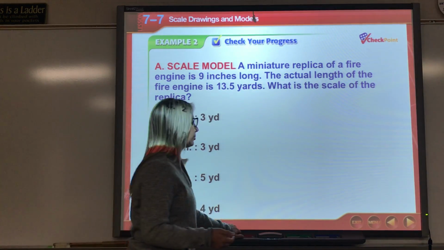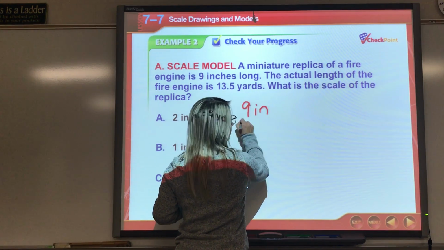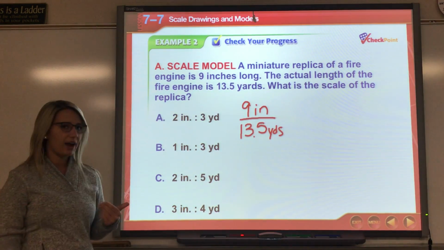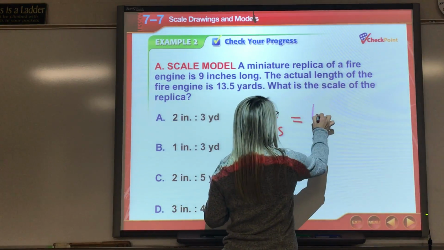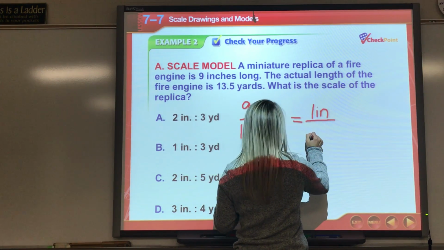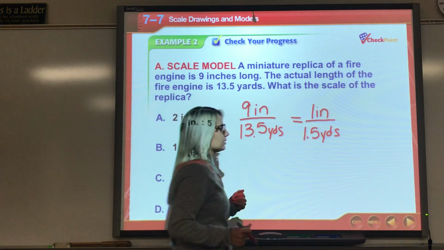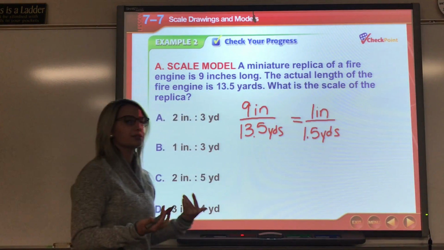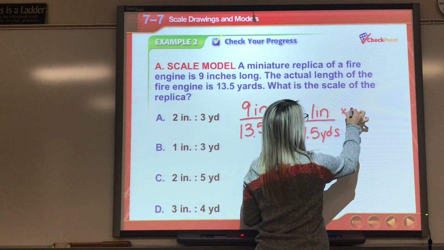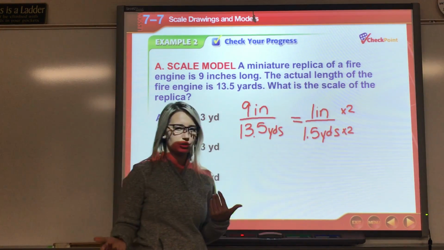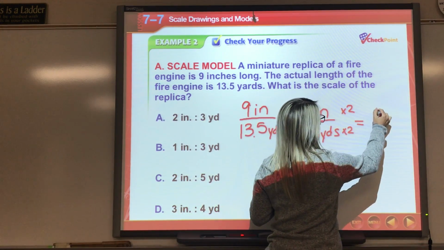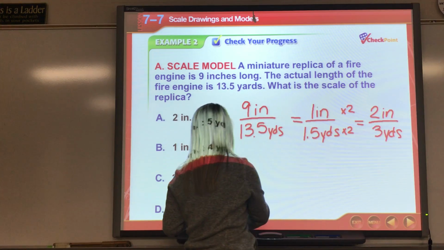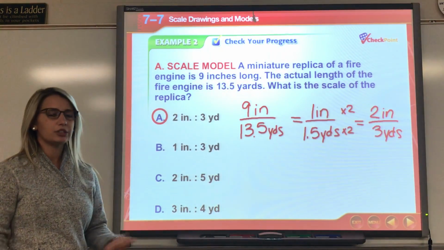The way that we'll set this up is like this. We would say 9 inches over 13.5 yards. Simplify that down to get 1 on top. So for 1 inch of the replica, we would have 1.5 yards. But we don't have that as any of our options, and we don't really want to have 1.5 yards. So if we multiply the top and the bottom by 2, so 2 over 2, just multiplying it by 1, we're going to get 2 inches to 3 yards. So the answer that you guys should be getting at home is A, 2 inches to 3 yards.